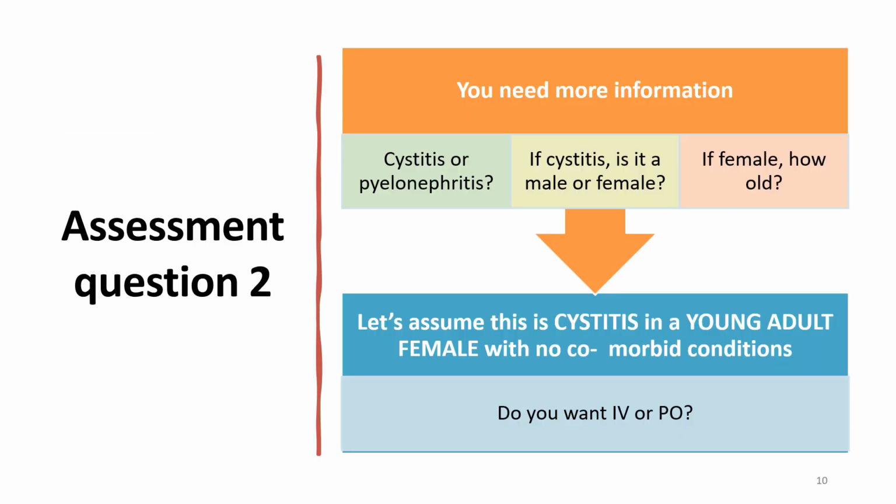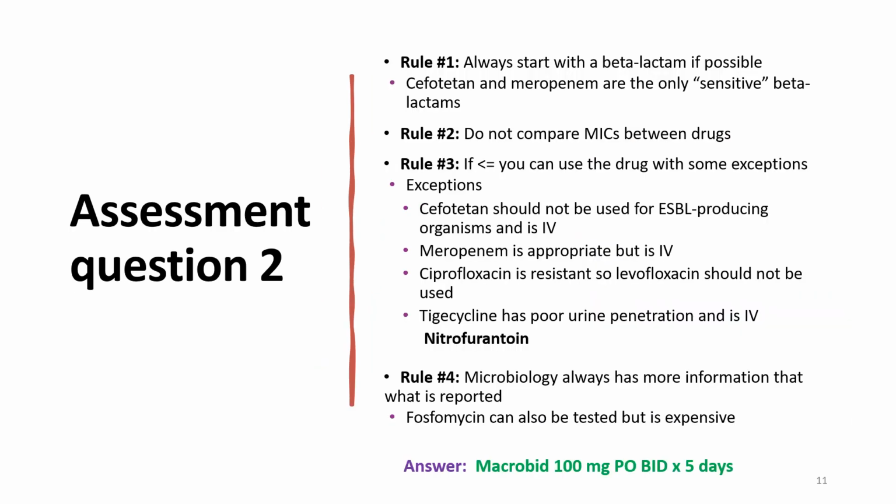We need more information in this case, whether it is cystitis or pyelonephritis, if cystitis is the patient male or female, if female then how old. Let's assume this is a case of cystitis in a young adult female with no comorbid condition. And another question: do you want IV or oral? Then consider the four rules.